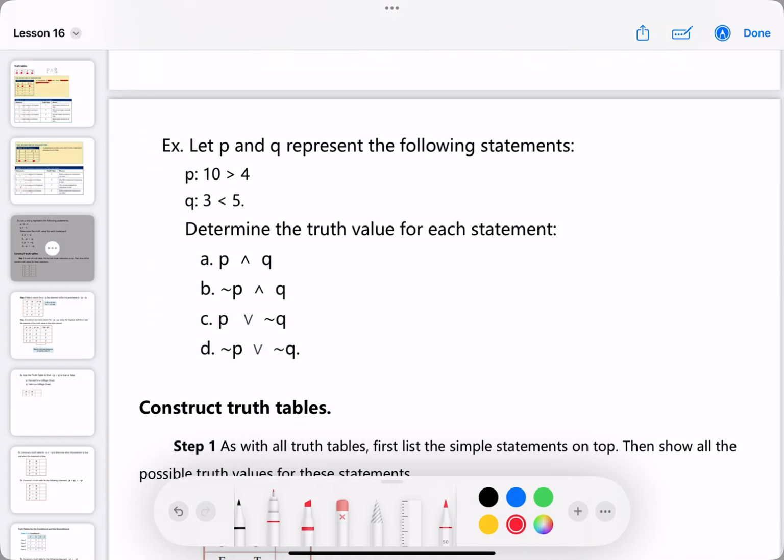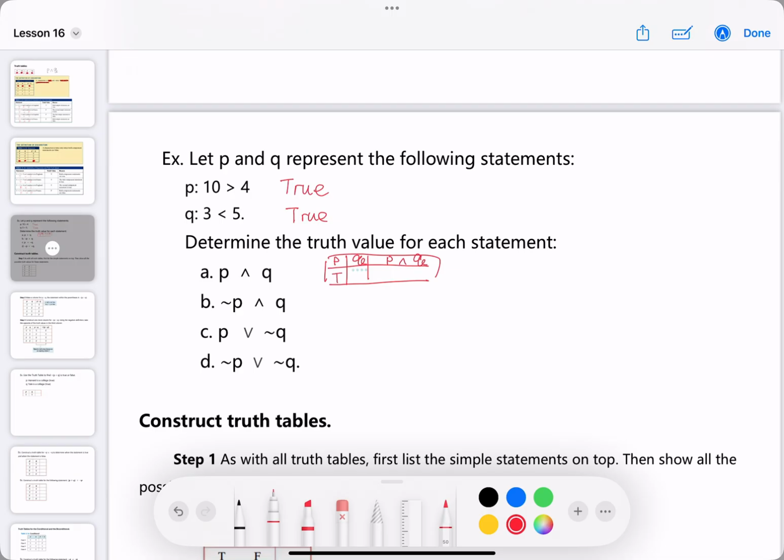Let P and Q represent the following statements. So let me ask you, is P true or false? In this example, 10 is greater than 4. Yes, P is true. And then Q, 3 is less than 5, is also a true statement. Let's determine the truth value for each statement. I can list a table, but I don't have enough space. So for the first one, I can list a table. This is P, this is Q, and then this is P and Q.